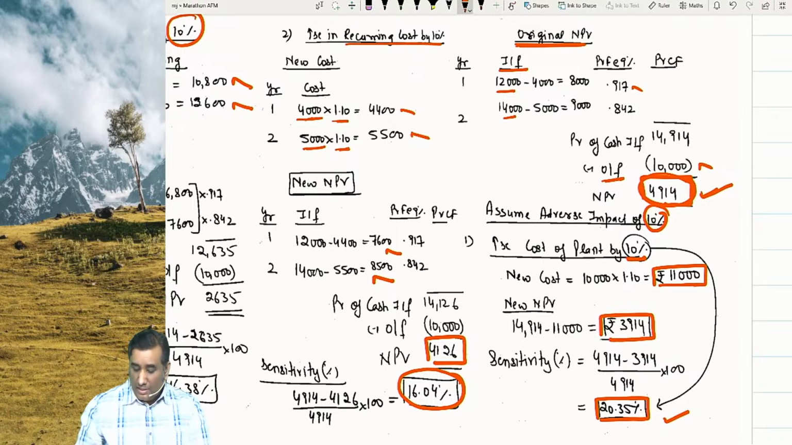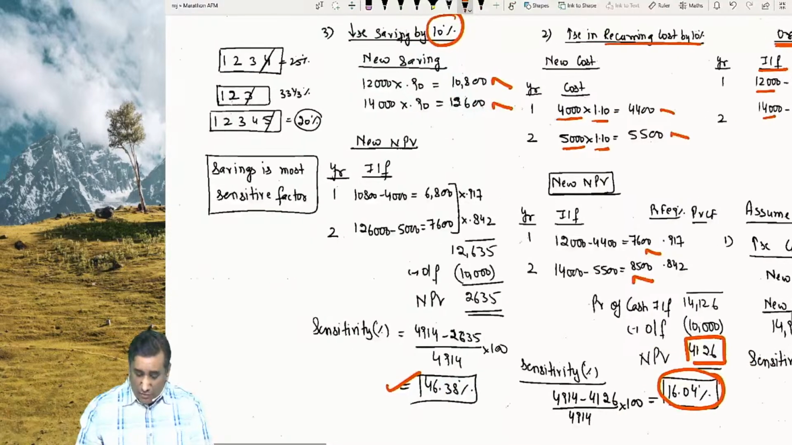Now saving. One thing is for sure, saving in the present value term should change by how much? 4914. Actually some change will come in the first year, some change in the second year. But in present value term, the change should be 4914. Saving should be increased or decreased? Decreased. How much amount? 4914. And what is my present value of saving?